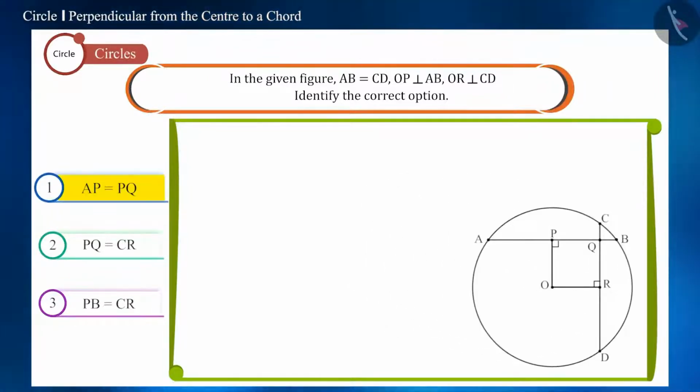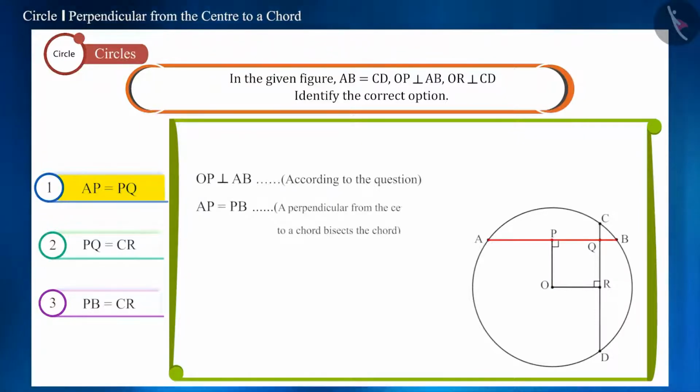Look at the first option. We are given that line segment OP is perpendicular to chord AB, and according to the figure, O is the center of the circle. Friends, we know that a perpendicular drawn from the center of the circle to a chord bisects the chord. Therefore, AP and PB will be equal. In the figure, you can see that these 4 points are in a line.